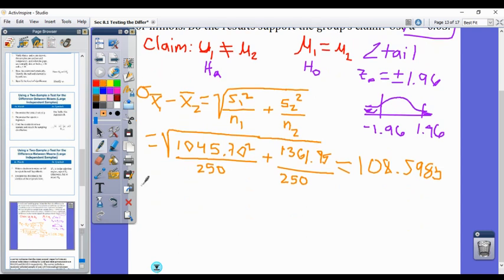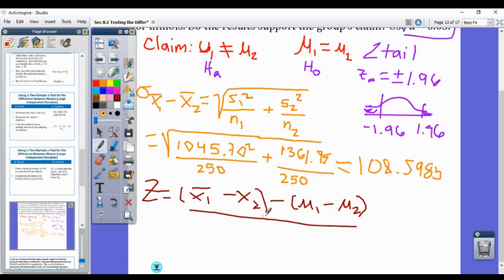Now that I have that, I am going to write down my Z formula. So we are going to do Z equals. It probably takes me longer to write this down than actually doing the math.